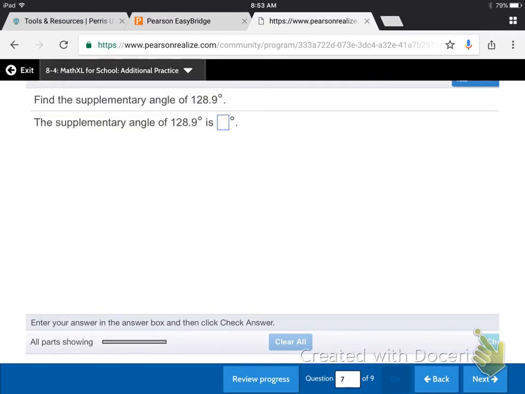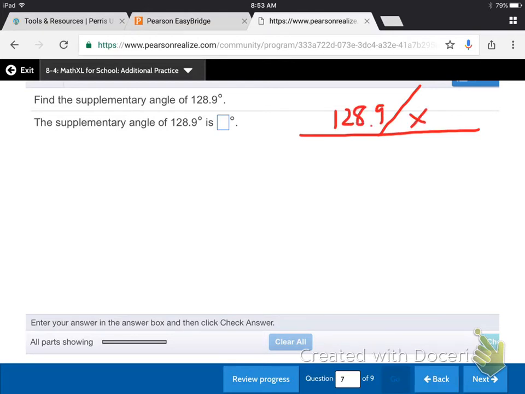All right, we're getting there, boys and girls. We're almost through all of these problems. This one says, find the supplementary angle of 128.9. So if I draw the picture, that would look like this. A straight line with two angles, and say the bigger one is 128.9, and this one is x.